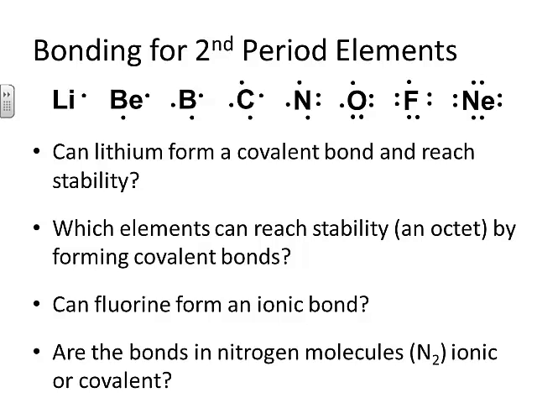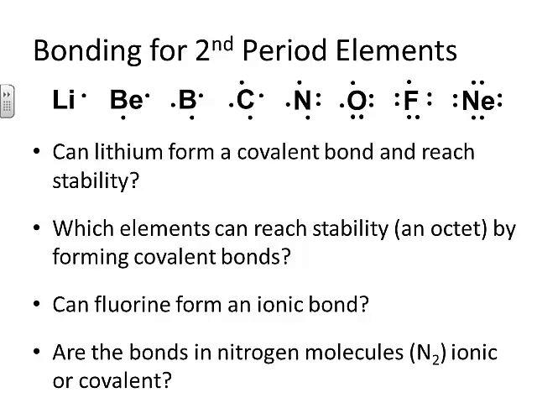Can lithium form a covalent bond, though, and reach stability? If it's sharing electrons, as it would in a covalent bond, then it would only have 2 valence electrons to count for itself, and it's in the second energy level. Therefore, it's not filling its outer level with just 2. Only the first energy level, hydrogen and helium, can fill up with just 2. So it's not going to reach stability using a covalent bond. It's going to have to use something else.